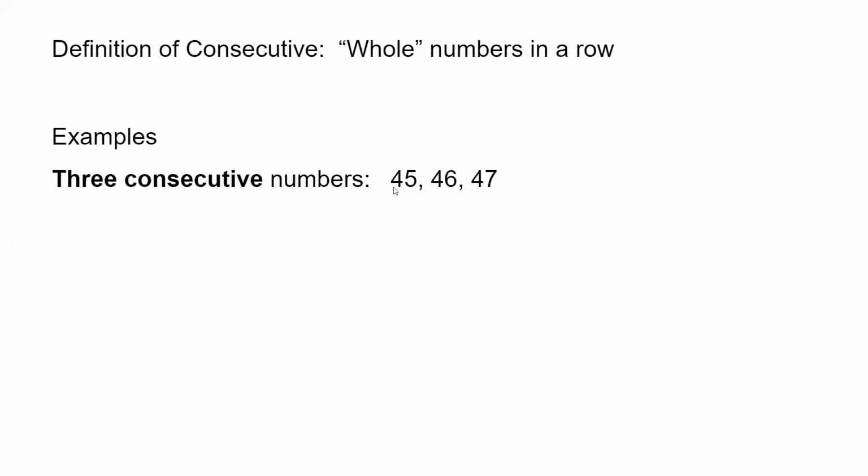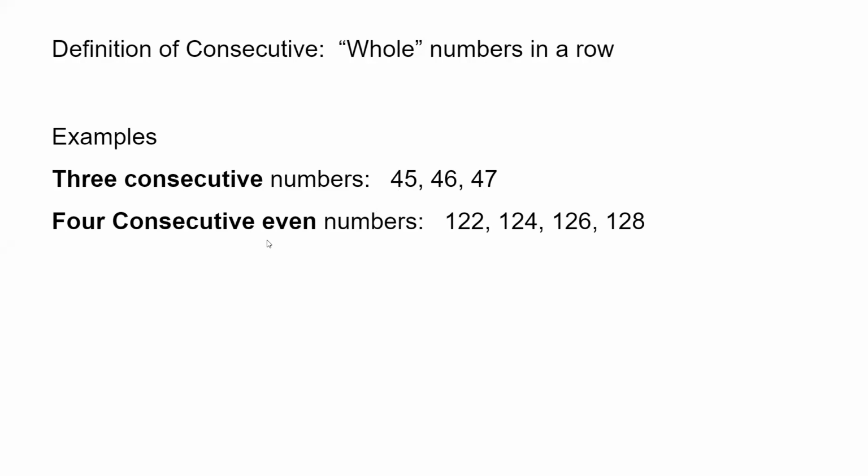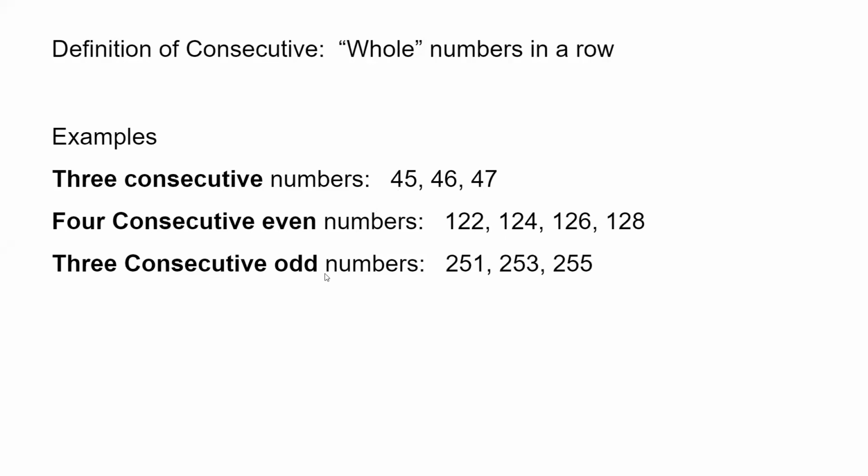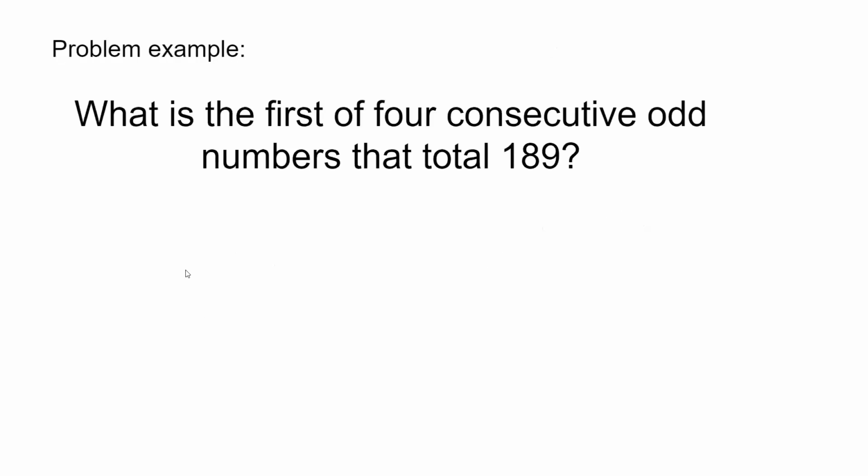Three consecutive numbers, 45, 46. So whole numbers are like counting numbers. We could also have four consecutive even numbers. So we're skipping over the odd numbers: 122, 124, 126, 128. Three consecutive odd numbers. In this case, all of the numbers are odd and they increase by 2 as we move to the right. So just to make sure that everybody understands what we mean by consecutive numbers and whether they're even or odd. Those will be part of these problems.